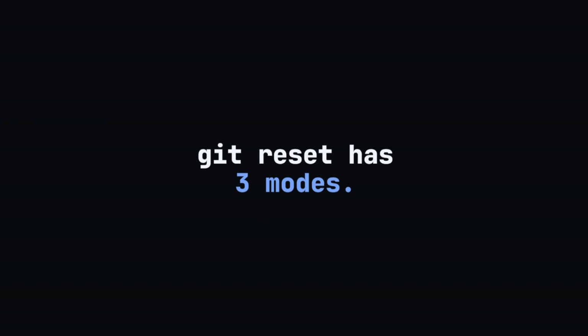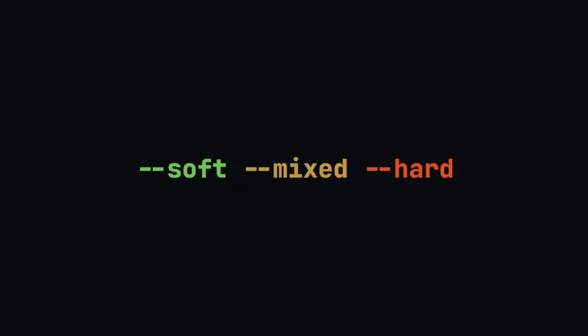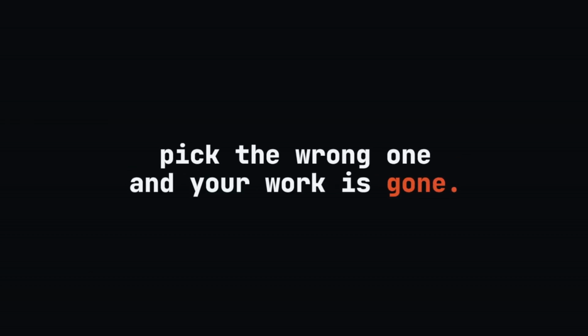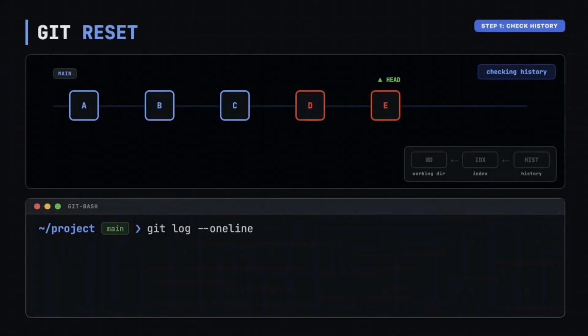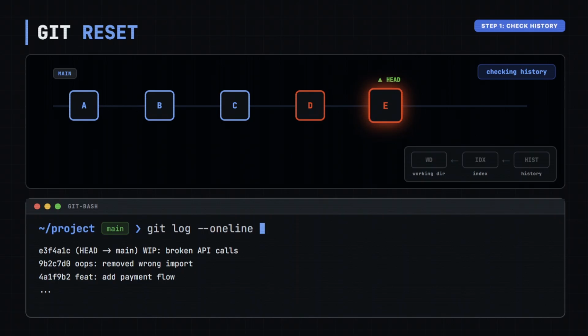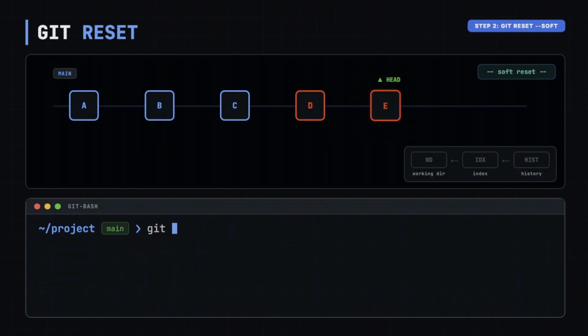Git reset has 3 modes: soft, mixed, hard. Pick the wrong one, and your work is gone. Let's see exactly what each does. Step 1. We have 2 bad commits, D and E, sitting at the top of our history. We need to go back to C. Step 2. Git reset --soft.